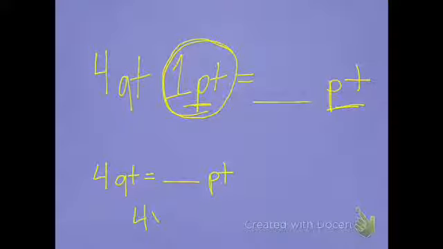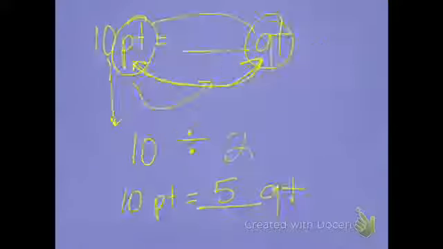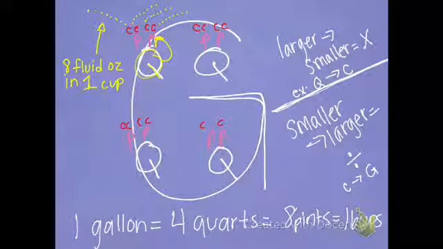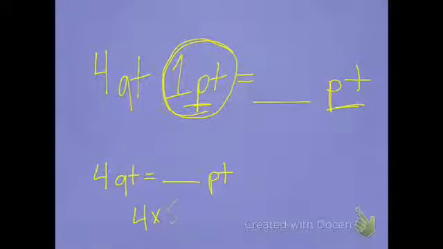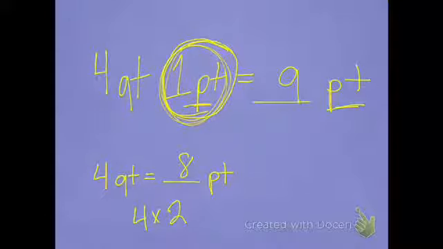So I know I have to do 4 times something. So I say, how many pints are in a quart? Well, there's a prince and a princess in each quart, so 2. 4 times 2 is 8. But don't forget this one. 8 plus 1 is 9. So 4 quarts and 1 pint is equal to 9 pints.